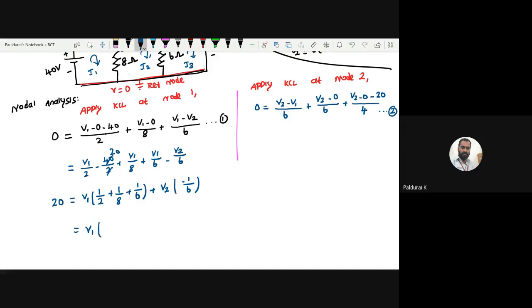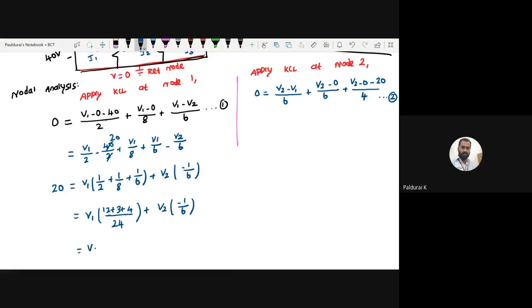So this is V1. Here we have 2, 8, 6. What can we take as the LCM? Will 24 work? Yeah, 24. So this is 12 times, this is 3 times, this is 4 times, plus V2 times minus 1 by 6. Okay. So this is V1, (12 plus 3 plus 4) is 19 by 24, plus V2 times minus 1 by 6. This is equation number 1. Okay. In terms of V1 and V2, just stop here.